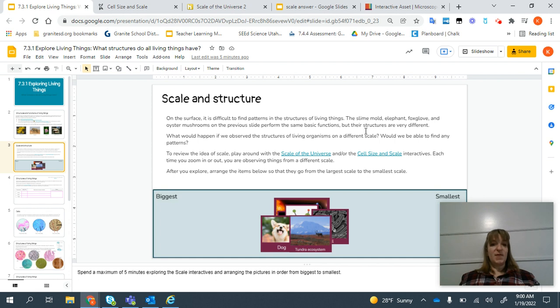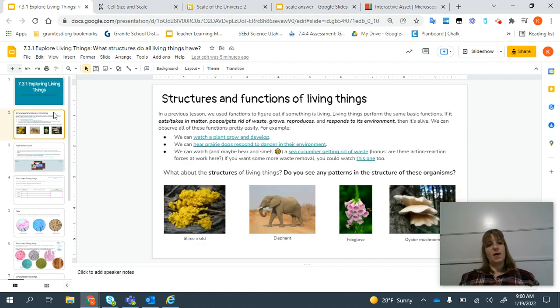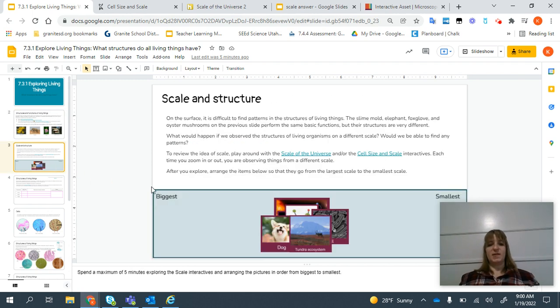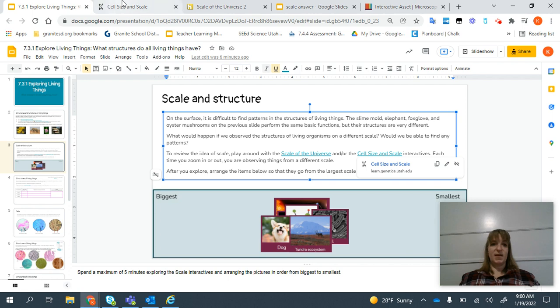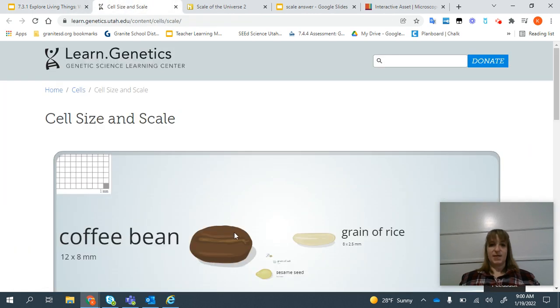But what would happen if we observed the structures of a living organism from a different scale? Here we're looking at these organisms from a large scale, but what would happen if we shrunk the scale down a little bit? Would we find any patterns? So we're going to take a minute to review the idea of scale and play around with a couple of scale interactives. I want you to spend 5 minutes on this particular slide, exploring the Scale Interactives. If you click on these links here, they will take you to two Scale Interactive websites. This is what the first one looks like.